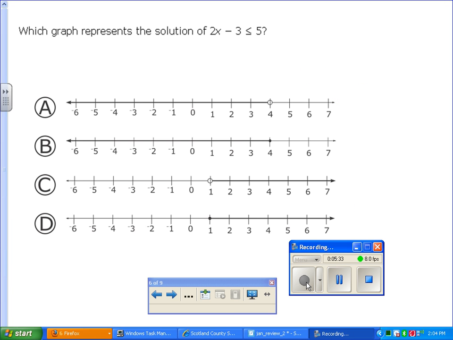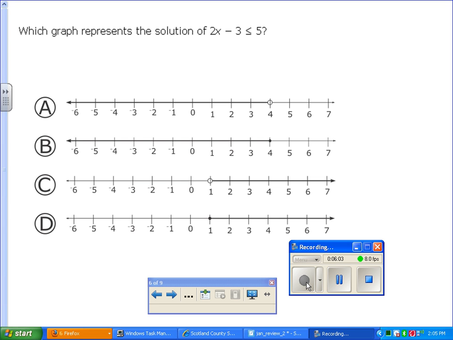Okay, number 6. Which graph represents the solution 2x minus 3 is less than or equal to 5? Again, you need to realize that you can automatically rule out 2 answer choices because it's less than or equal to. So you need to decide, is it open circle or closed circle? Solve it like you would a two-step equation, just as if there was an equal sign there. And then see which graph matches your solution.